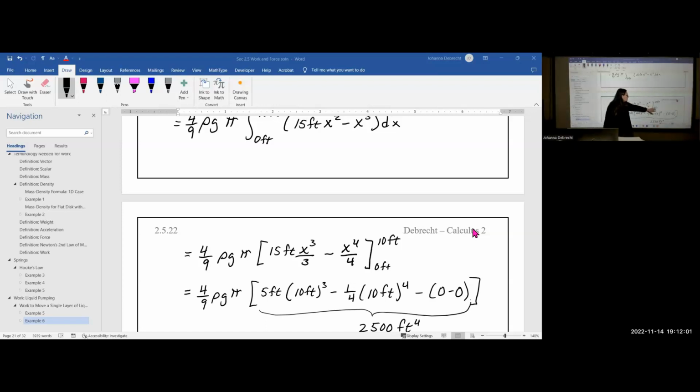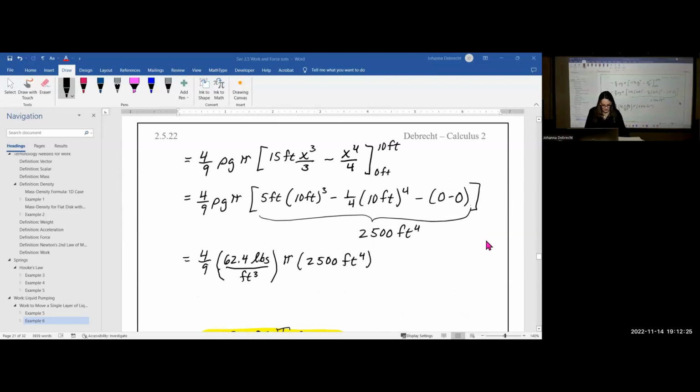Then you plug in the limits of integration. Notice when you plug in 0, they're both going to 0 out. So you really have it at the upper limit of integration. Evaluating this gives you 2,500 feet to the 4th power. Notice feet times feet cubed gives you feet to the 4th, and this is feet to the 4th. If your units don't work, something is wrong, right?